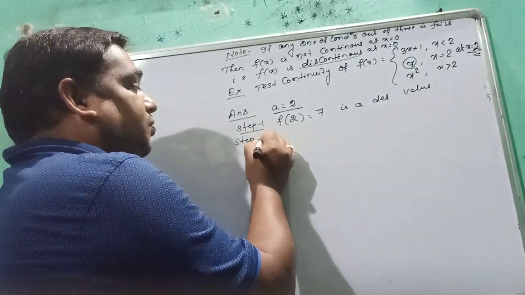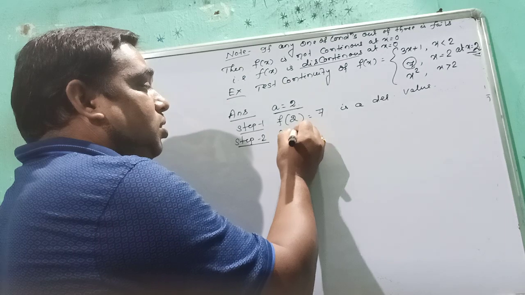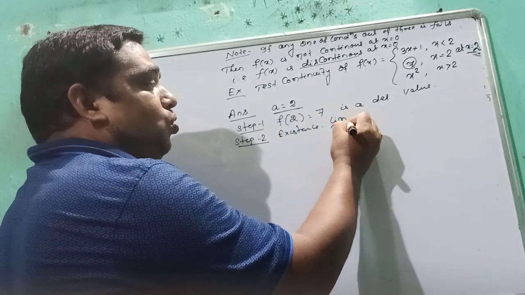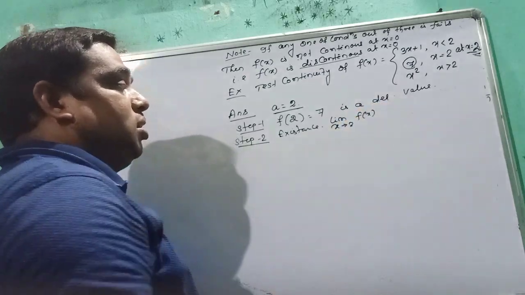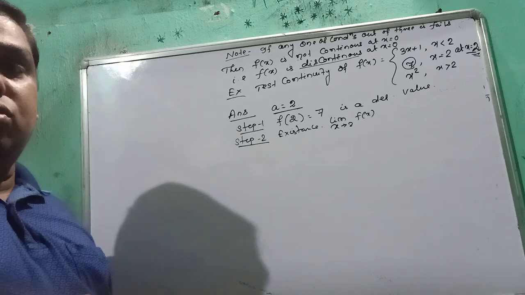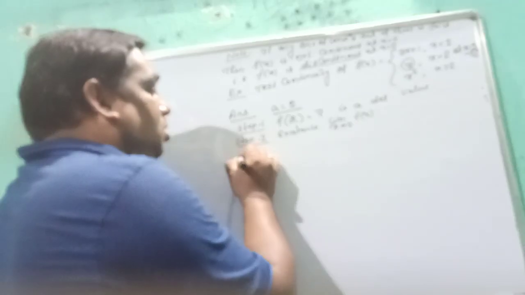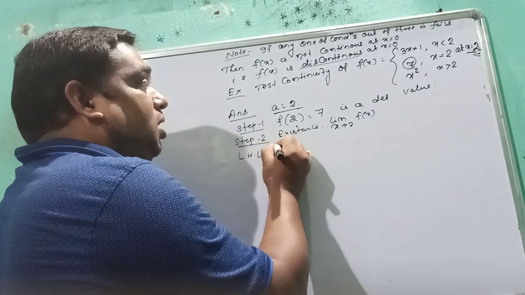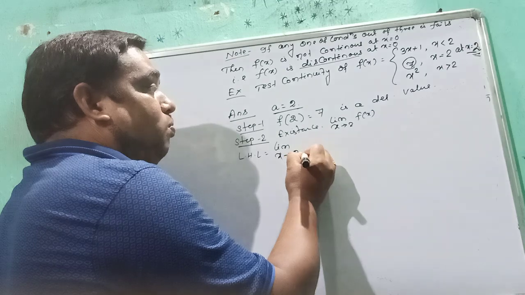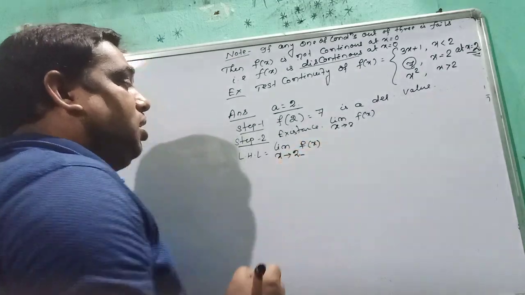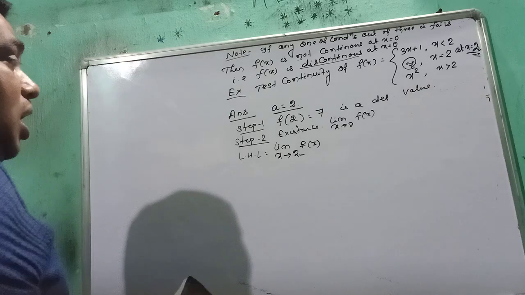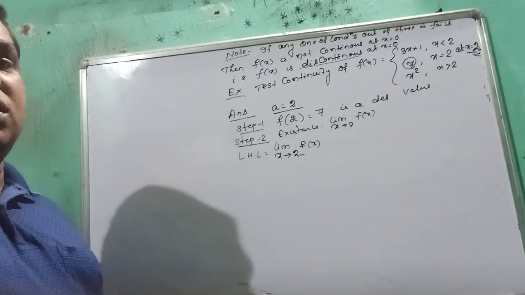Test the existence of limit x tends to 2 of f(x). To test the existence, we also have to find the left hand limit and the right hand limit. So what is the left hand limit? The left hand limit is limit x tends to 2 minus f(x).